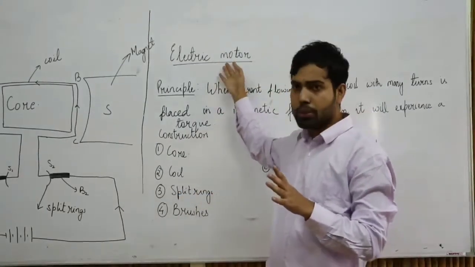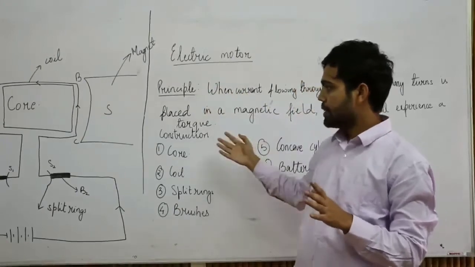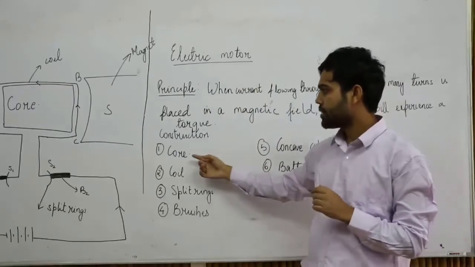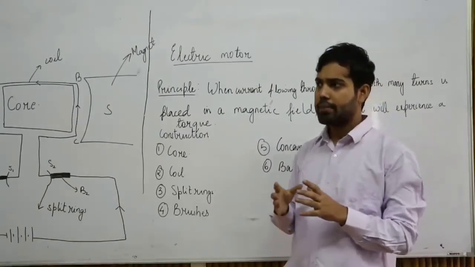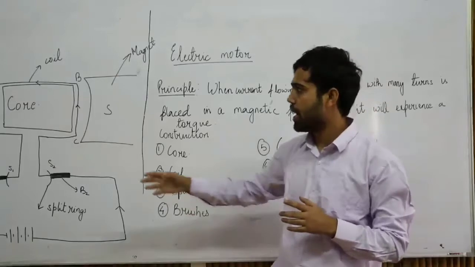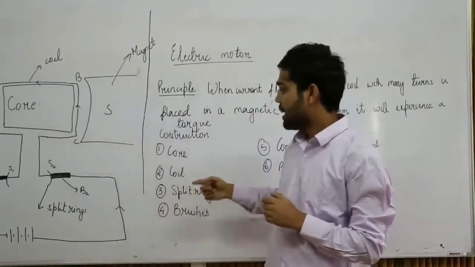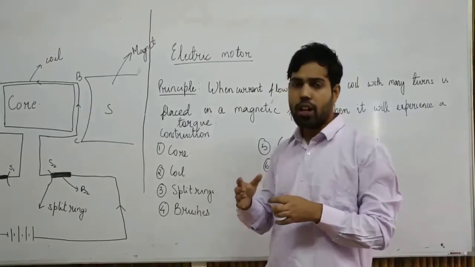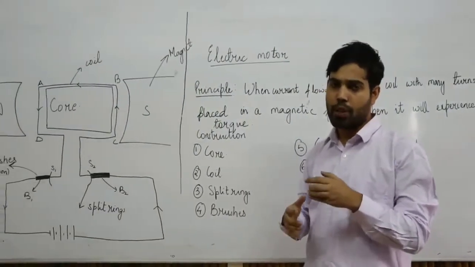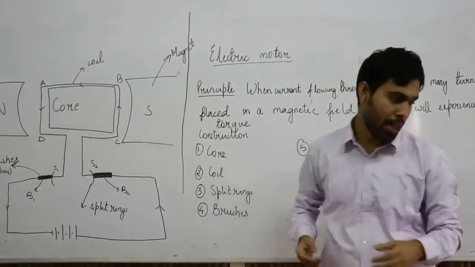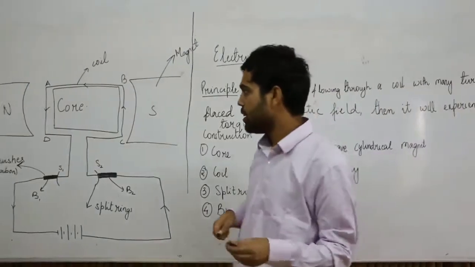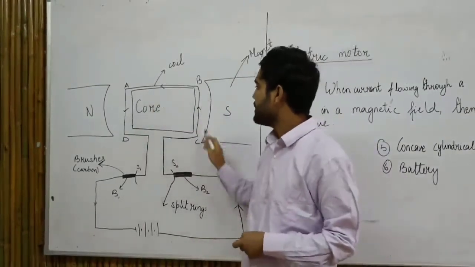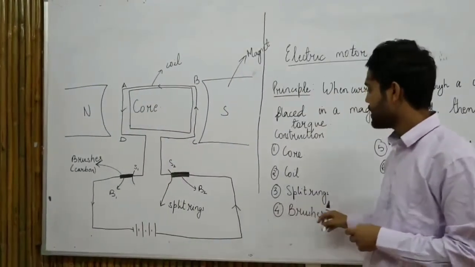Now the electric motor is based on this principle. What is the construction, or what does an electric motor consist of? It consists of a core. The core is usually a soft iron core, so I have a core here. Then it consists of a coil. Usually this is a coil made up of many turns of copper wire, but for simplicity's sake I have taken a coil with a single turn, and I am naming it A, B, C, D here.